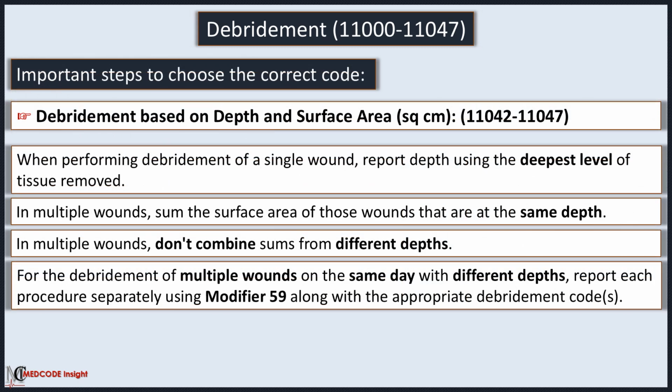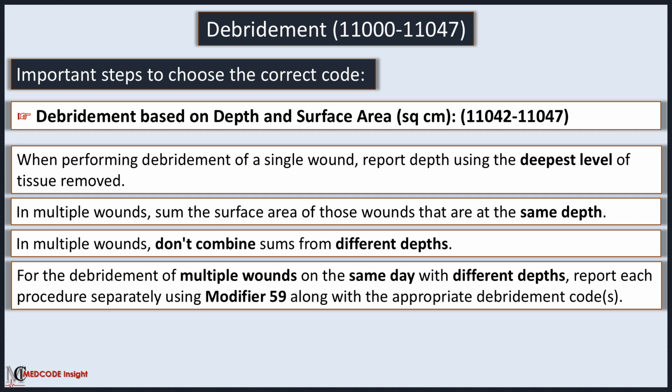If debridement is based on depth and surface area, remember these coding guidelines. When performing debridement of a single wound, report the depth using the deepest level of the tissue removed. For multiple wounds, sum the surface area of those wounds that are at the same depth. Don't combine sums from different depths in multiple wounds.